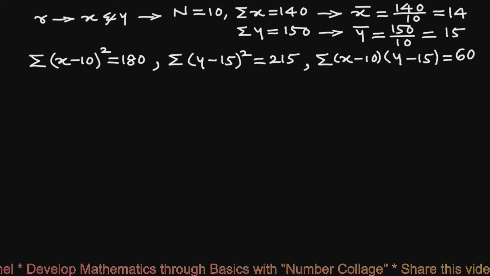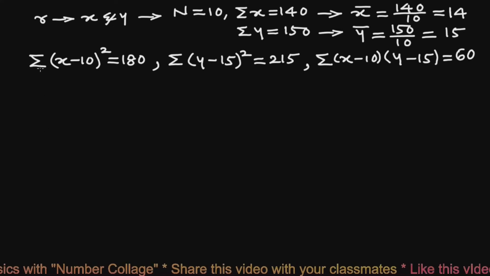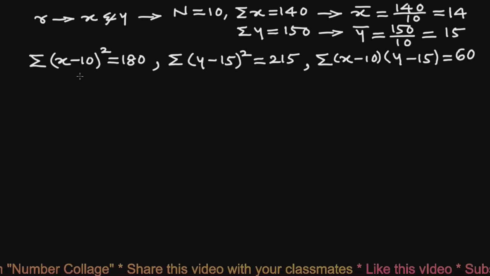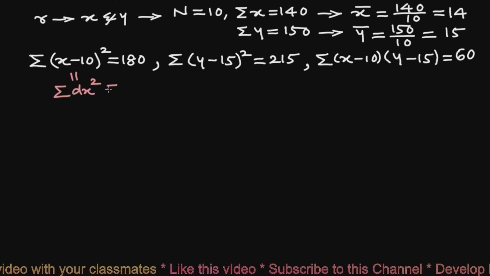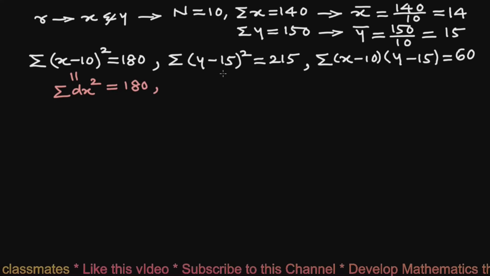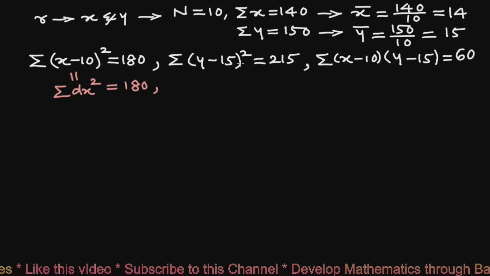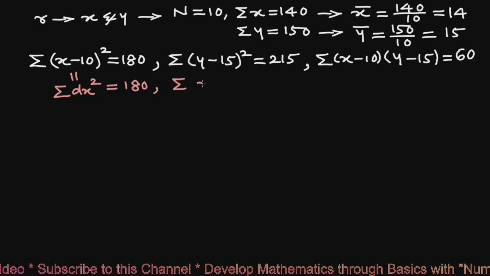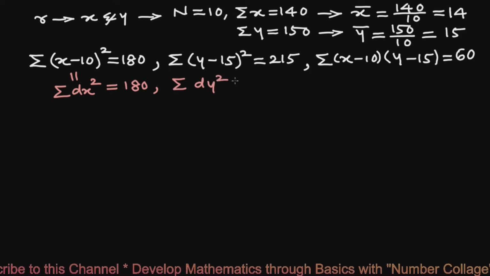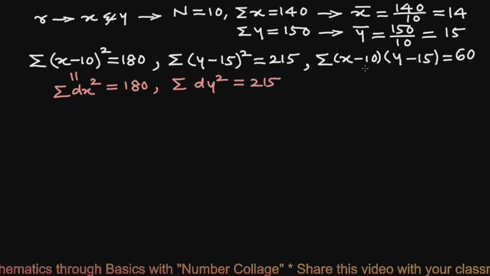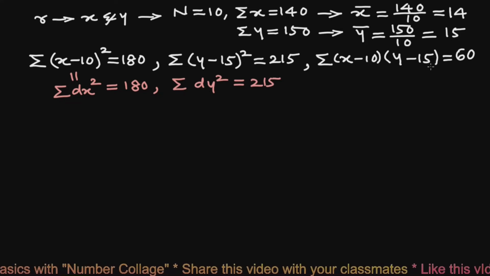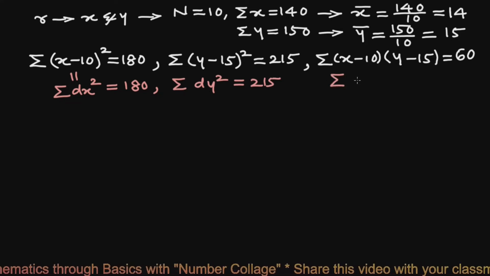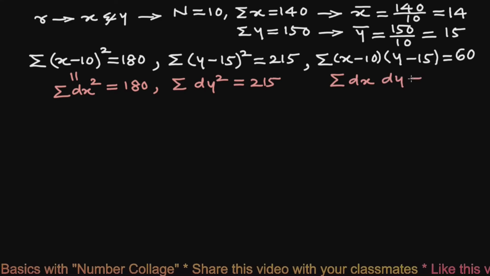Now here with the usual notations we write summation x minus 10 whole square equals summation dx square equals 180. Then we write summation y minus 15 whole square as summation dy square equals 215, and this summation x minus 10 into y minus 15 we write as summation dx into dy equals 60.